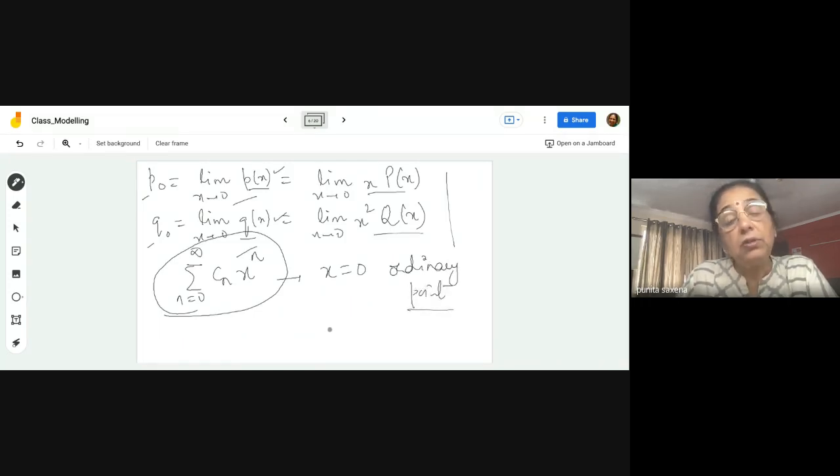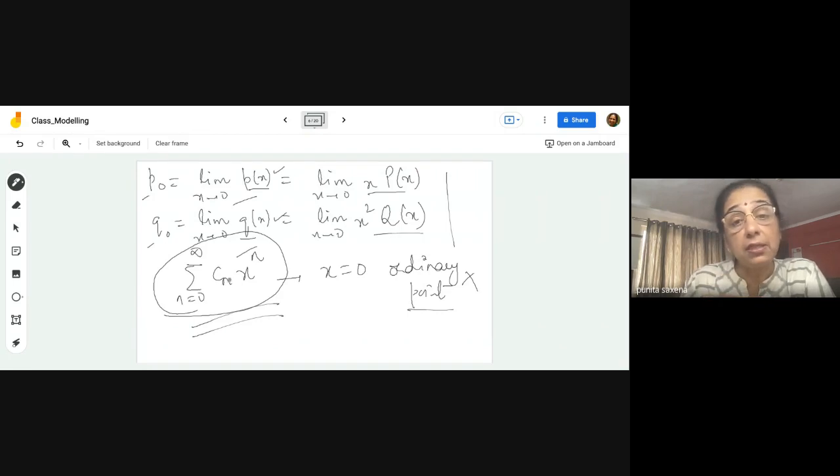Okay. Now, even if x equal to 0 is a regular singular point, it still is a singular point. And because it is a singular point, that means it is not an ordinary point. Because it is not an ordinary point, that means I cannot have a series like this. See, because this is what the theorem has been proved for. So though we did not do the proof, this is what the theorem says.